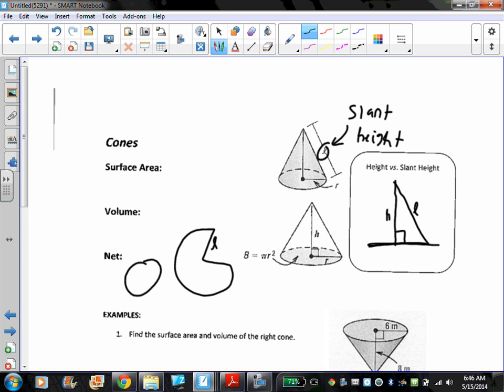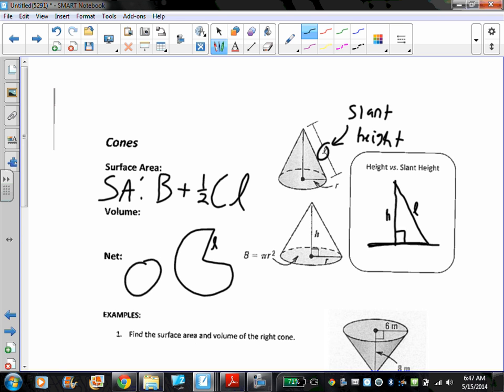Okay, so to find the surface area of a cone, well, part of that is going to be the base, which is the circle that we have. And the second part, which of course is going to give us the part that is the cone, is going to be 1/2 the circumference of the circle times the slant height. So that is the surface area equation for a cone.